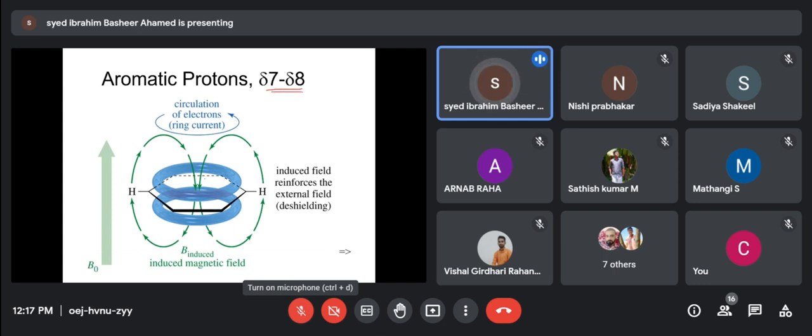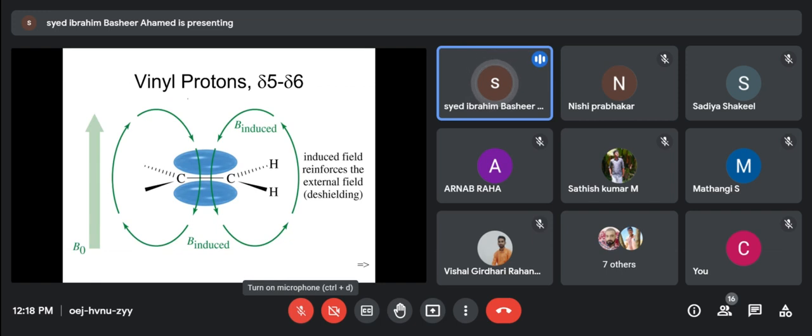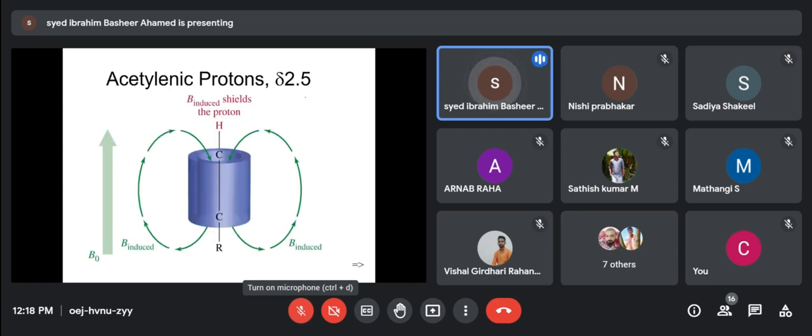So you have a benzene ring here, right? You have this proton. Here it will induce a field. The induced field reinforces the external field, so it will have de-shielding. That's why you have a delta value of 7 to 8. And if you see the vinyl protons, again the induced field reinforces the external field, showing the de-shielding effect. So that's why you have a higher delta value.